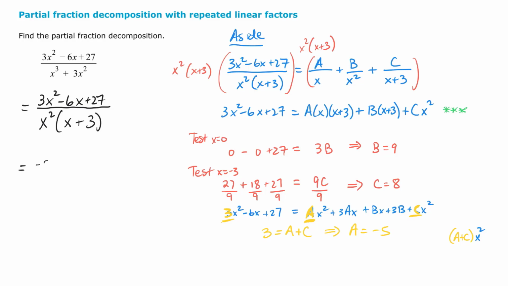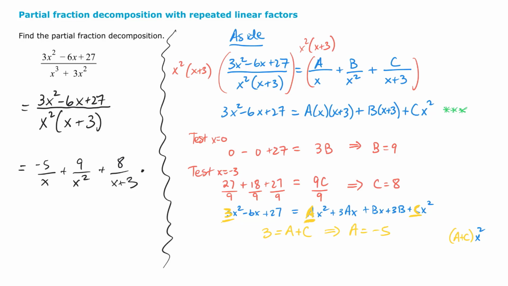So we have negative 5 over x plus 9 over x squared plus 8 over x plus 3. Put a period. I'm going to draw a wall here. So yeah, these problems are meant to be long, and you got to be very, very precise. You don't want to make any sign errors. You don't want to make any mistakes along the way.